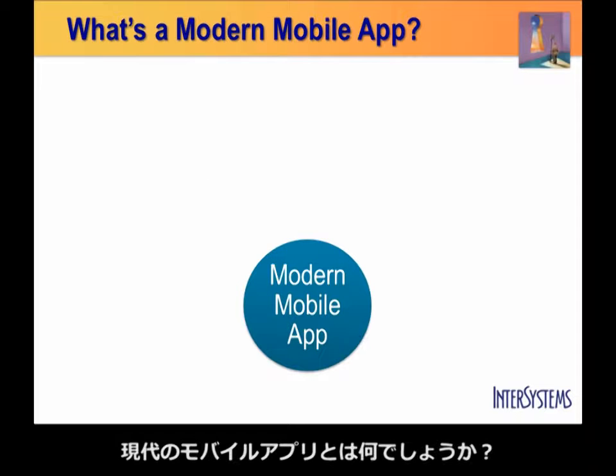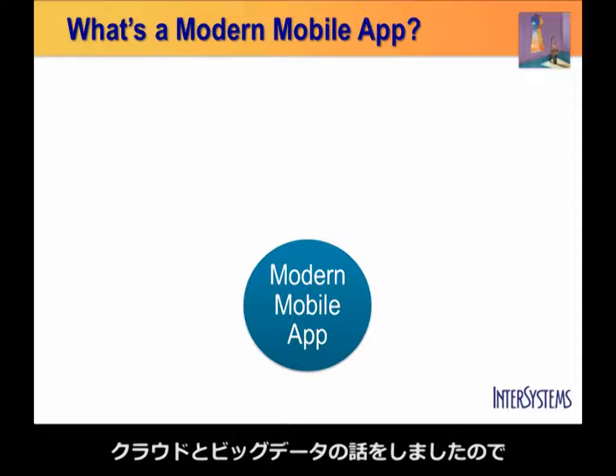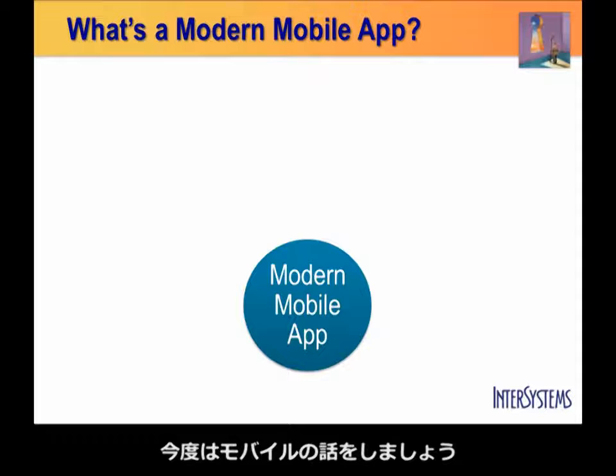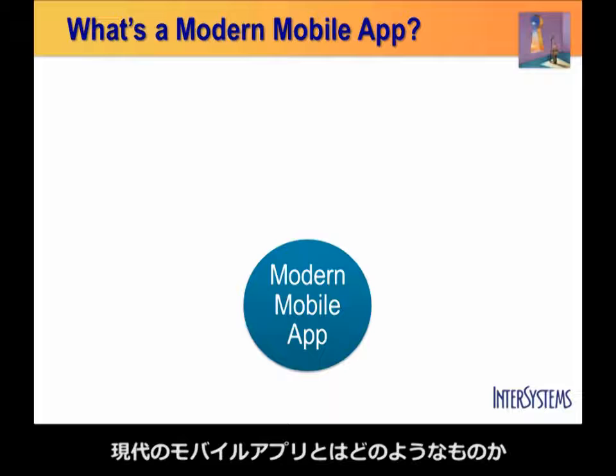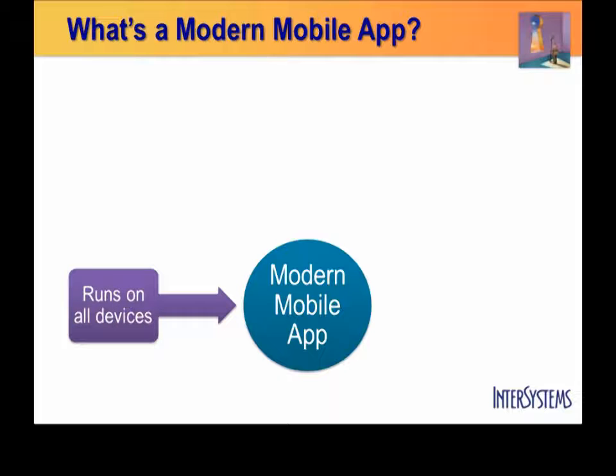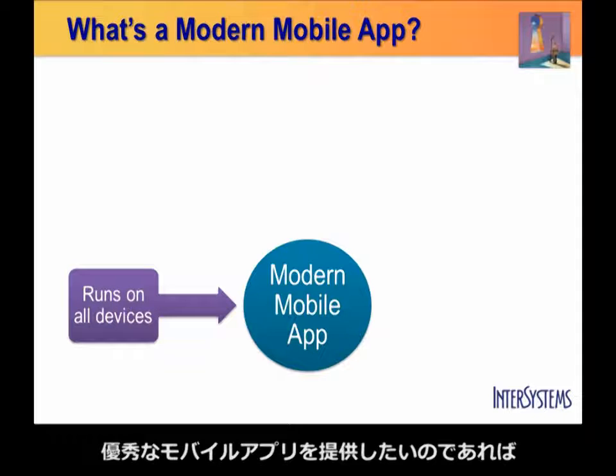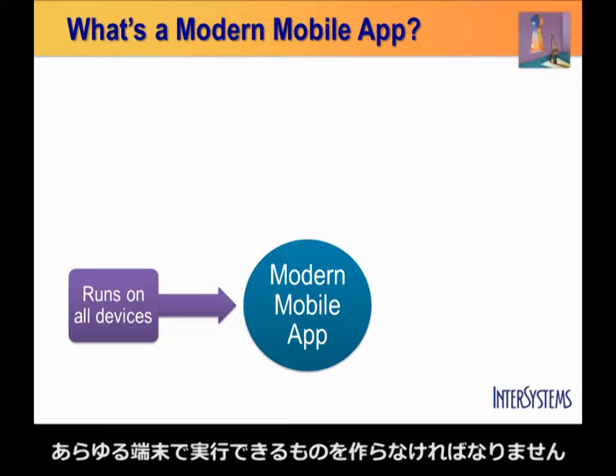So what is a modern mobile application? So we're switching gears now. We talked about cloud, we talked about big data. Now let's just focus a little bit on mobile, and then we can all go have lunch. So what makes up a modern mobile application? If you want to provide a good mobile application and you want to have success, you probably need to have it be able to run on all devices out there.